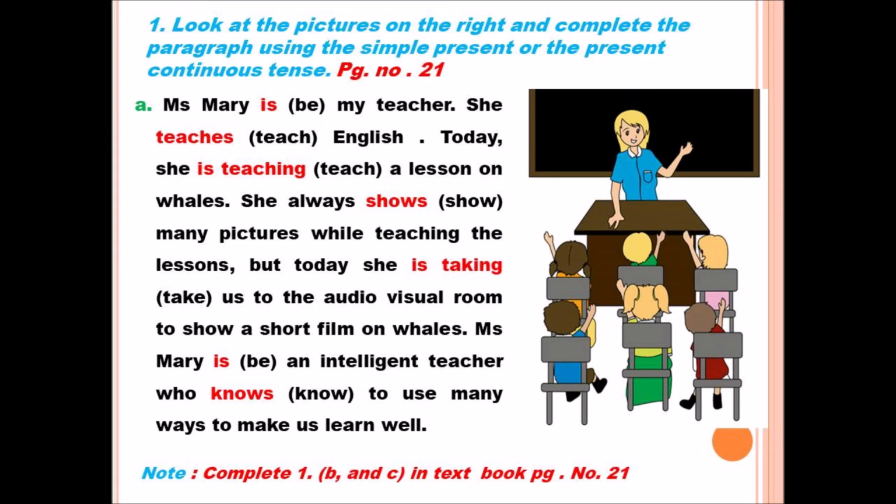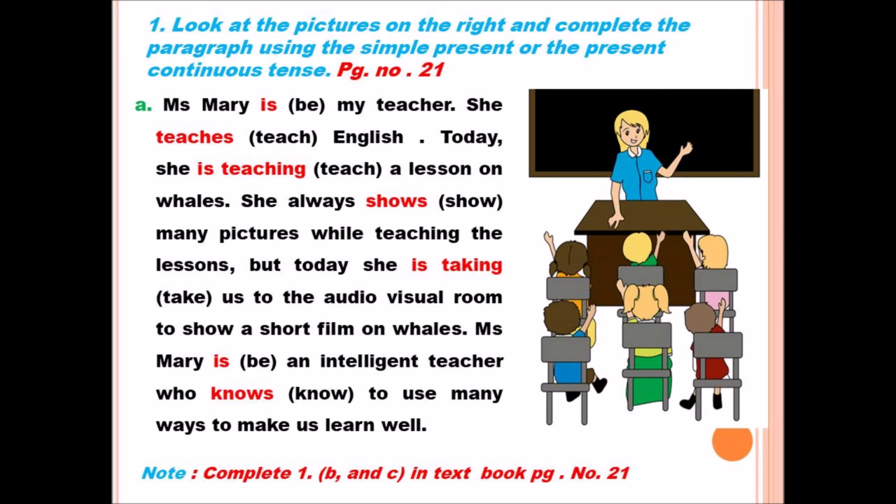But today she is taking us to the audiovisual room to show a short film on whales. Here, "today" is the keyword for the present continuous tense. So, we must use the be form of the verb, verb plus ing. What is the verb given in the bracket? Take. So, we must add ing with that. She is a singular form, so we must use "is" with that. So, she is taking us to the audiovisual room to show a short film on whales.